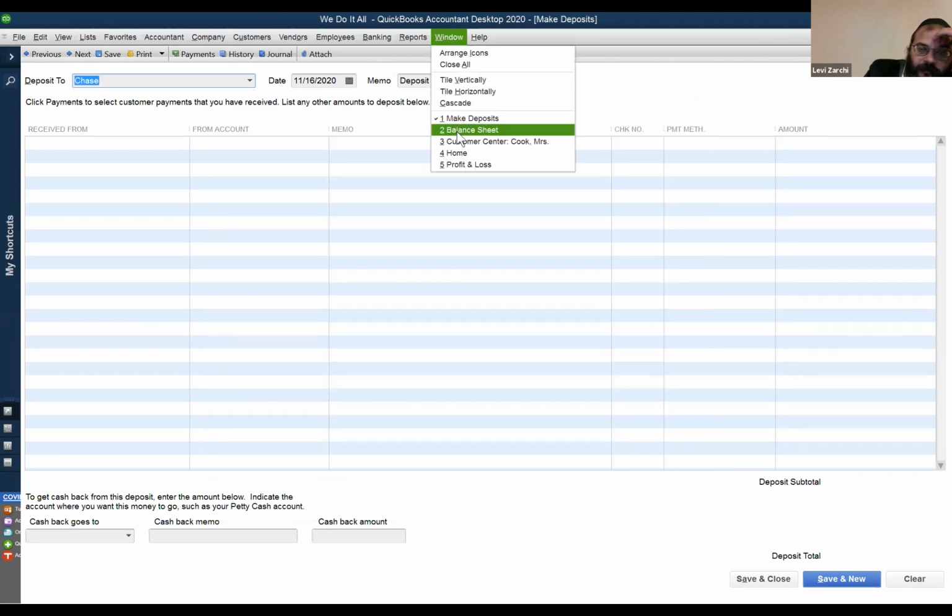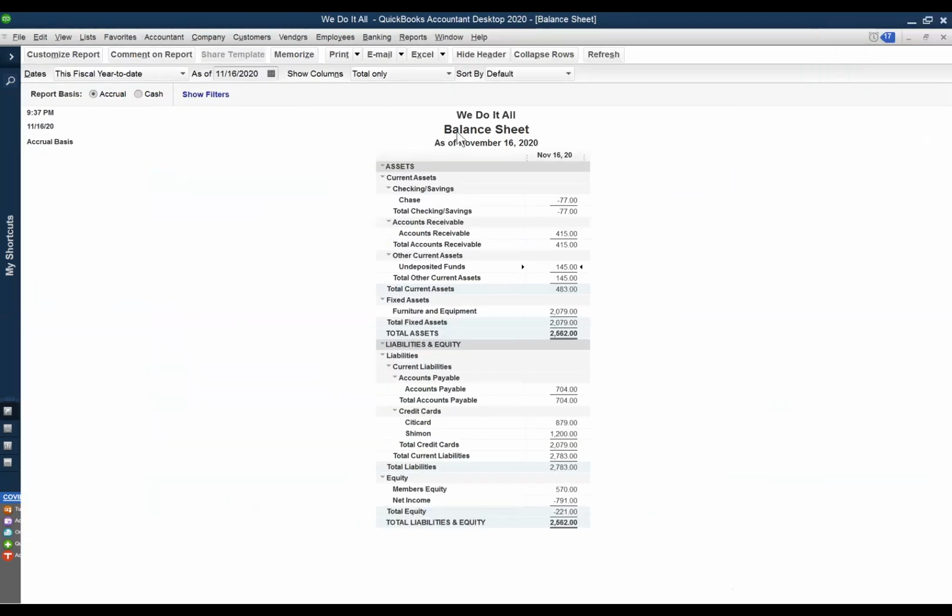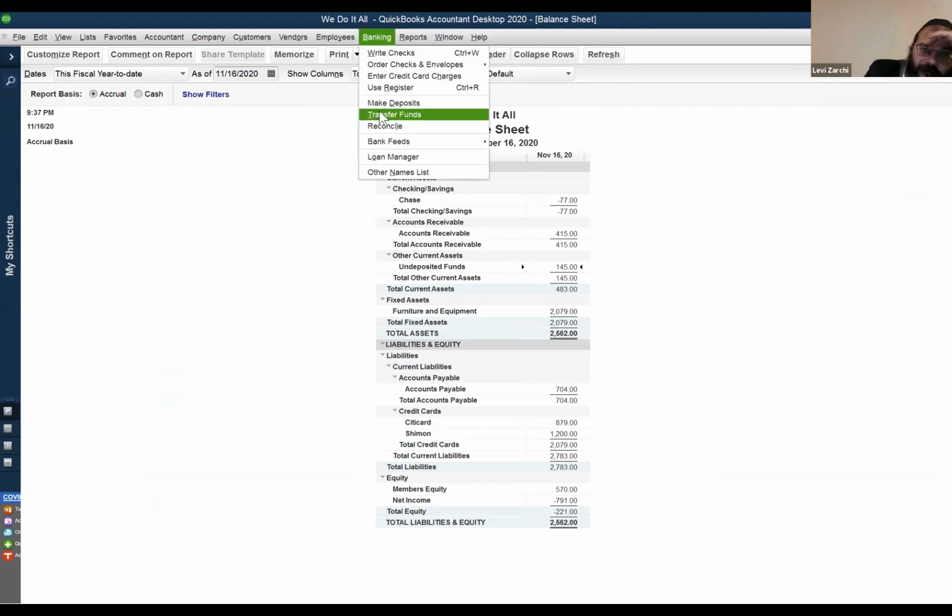Next, go back to your balance sheet. What's going on now? What's your bank balance? One second. Balance sheet. Actually, what's your undeposited funds right now? Undeposited funds at 220. So you're 75 too much. So go back again. Go to banking and make deposits. Okay.